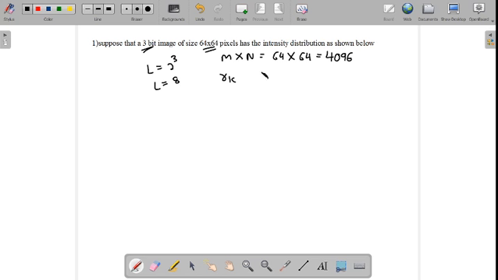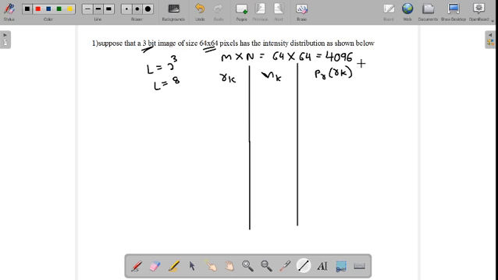So first write rk, nk, and probability of rk. There will be 3 columns: rk, nk, and probability of rk.